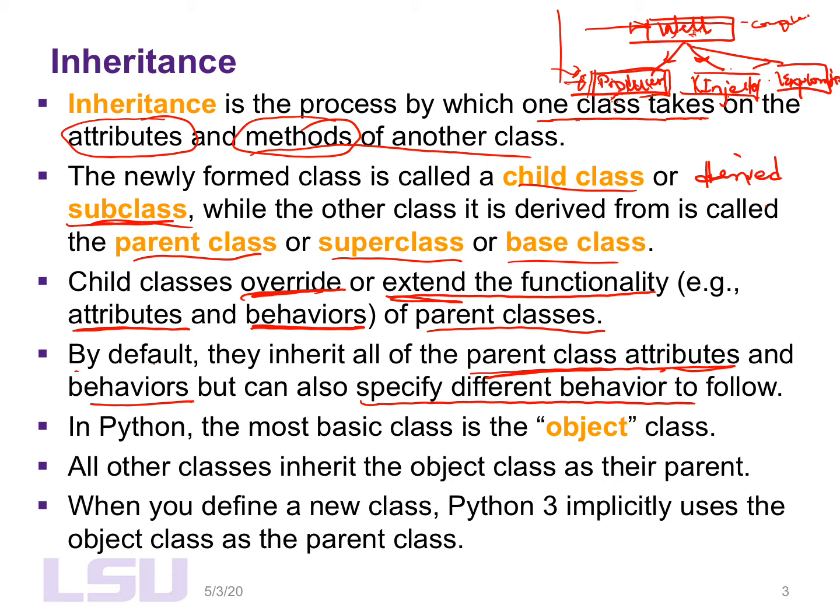In Python, the most basic class is the object class. So there is actually an object class in Python. If you don't specify any parent class when you create your classes, by default it uses the object class as its parent. But if you specify, then it uses what you specify. That's one unique behavior of Python.